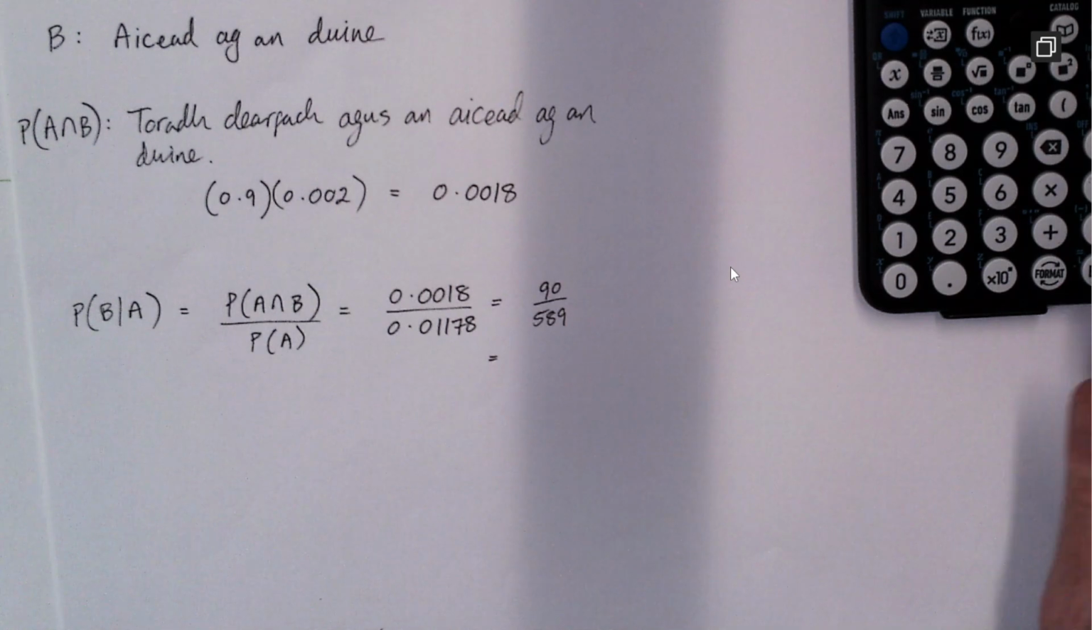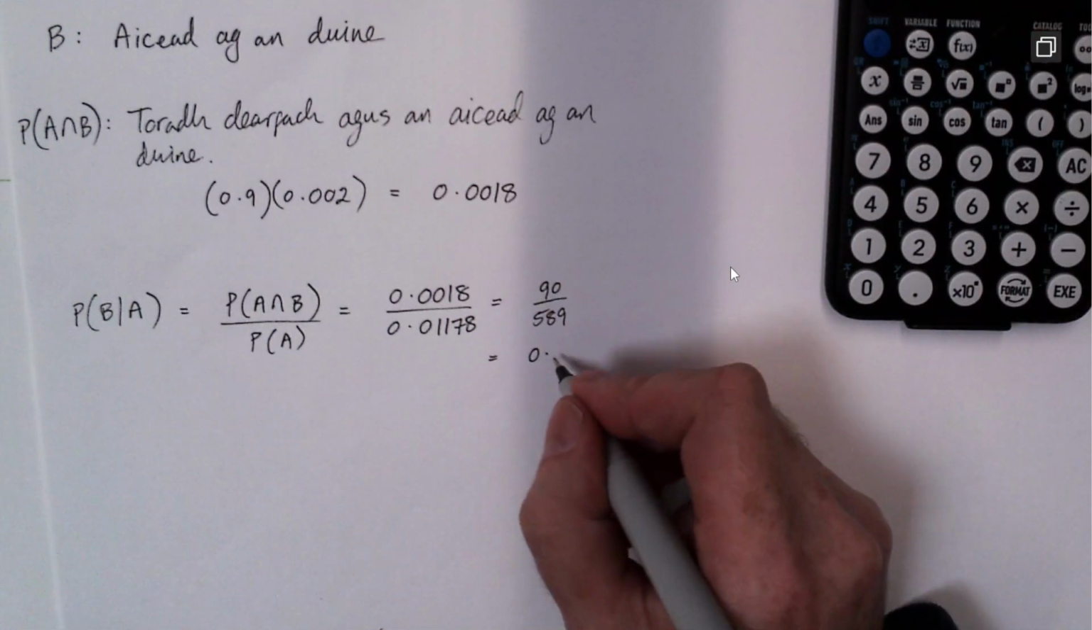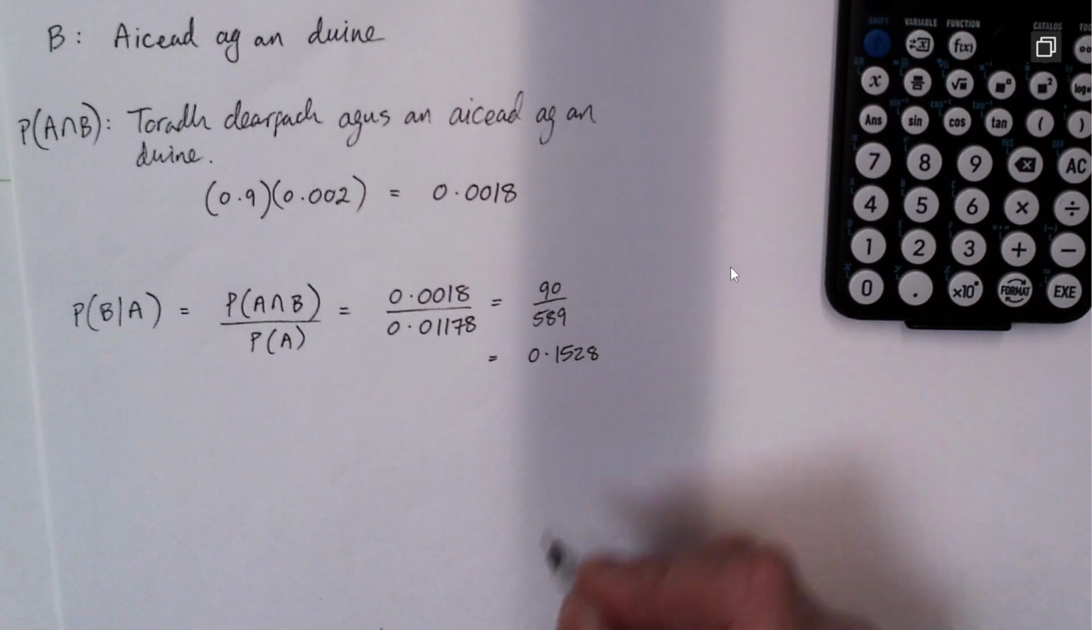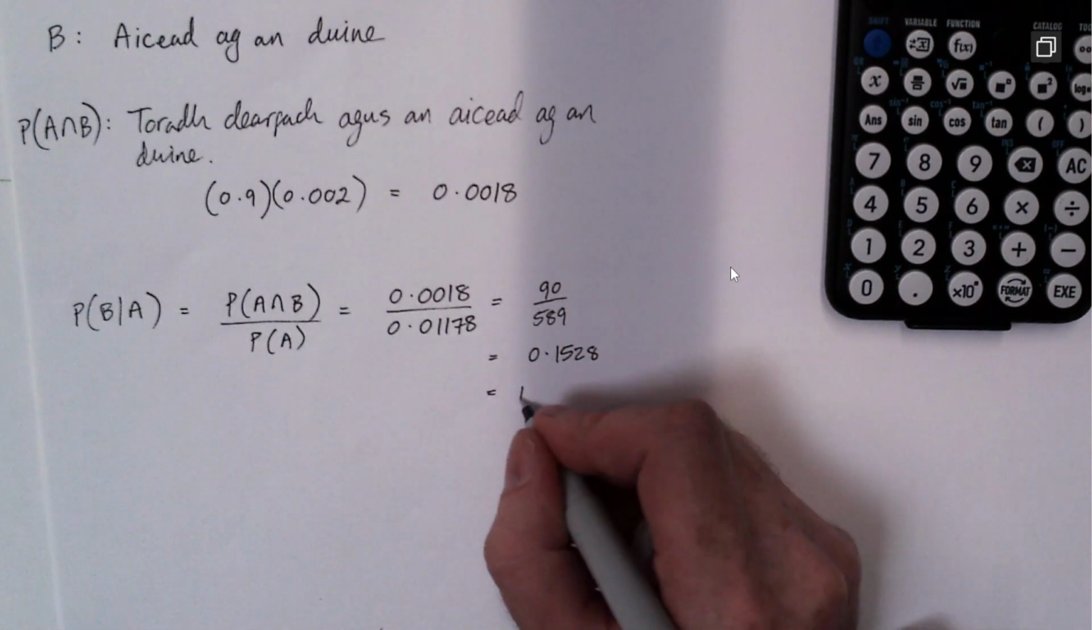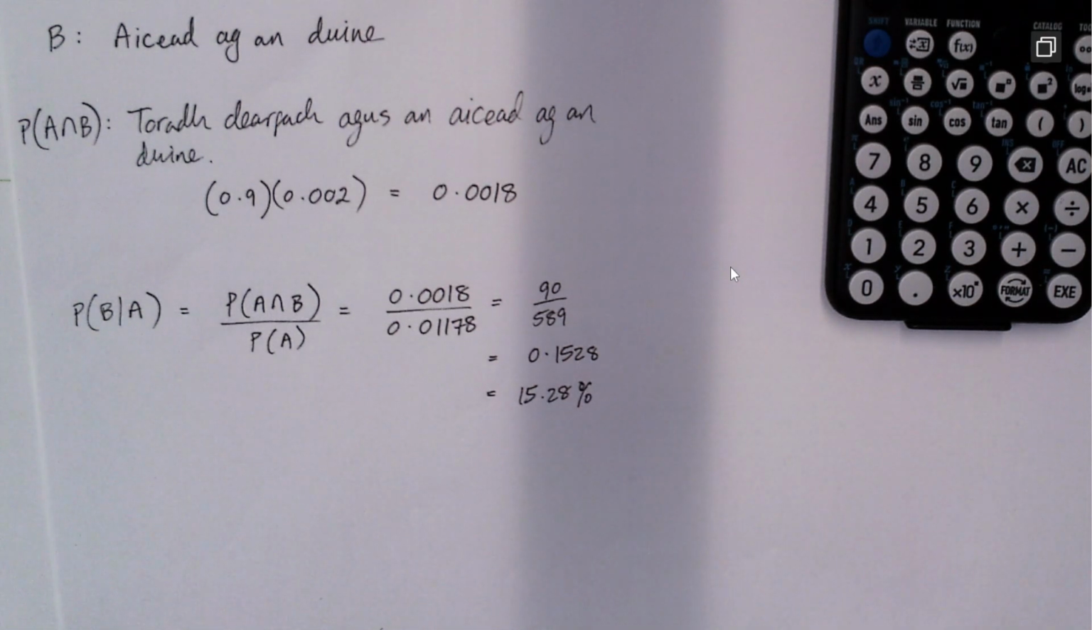That gives 0.1528 to four decimal places. So this figure equals 15.28%. There is a 15.28% chance of someone actually having the disease.